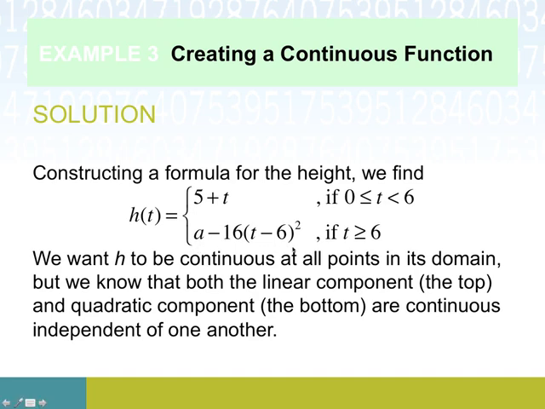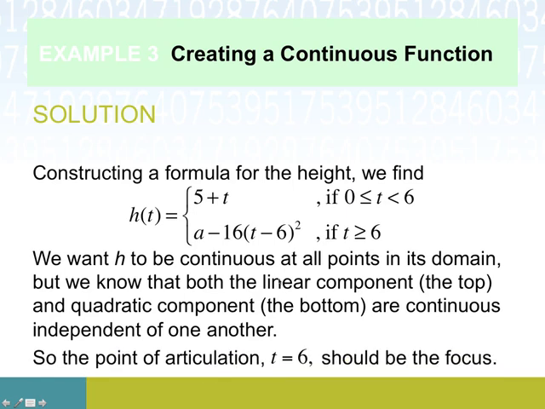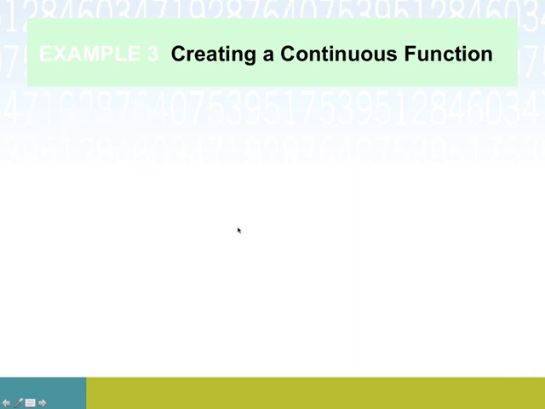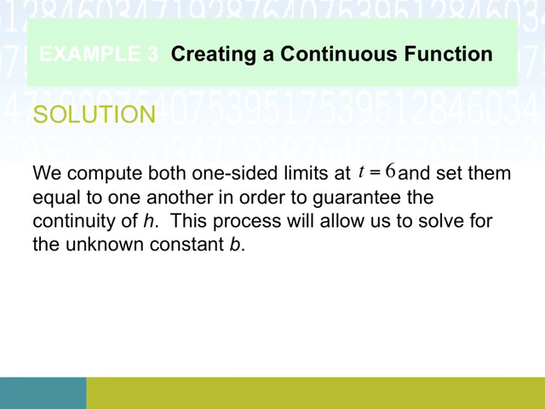So really, the only thing that could go wrong is where they meet up. You don't have to worry about definition this way, but the point of articulation, the point where these two things change definition, this one hands off to the other, that's where things could go wrong, because there's no guarantee that they hand off perfectly. So we're going to focus on making that handoff happen smoothly. And the way we can do that is that we have this constant that's unknown in the equation. We can figure out what value of the constant would make both of these one-sided limits that are approaching 6 agree with one another.